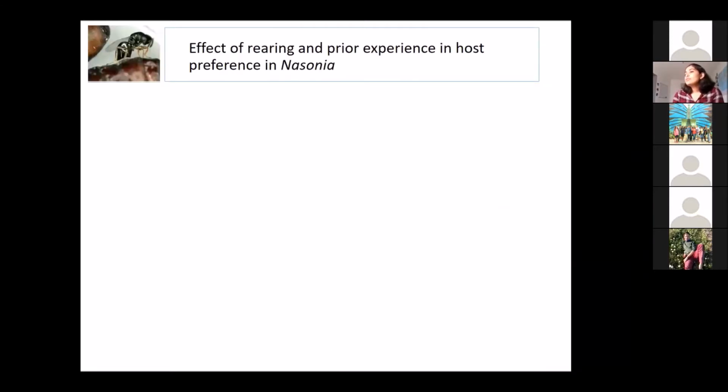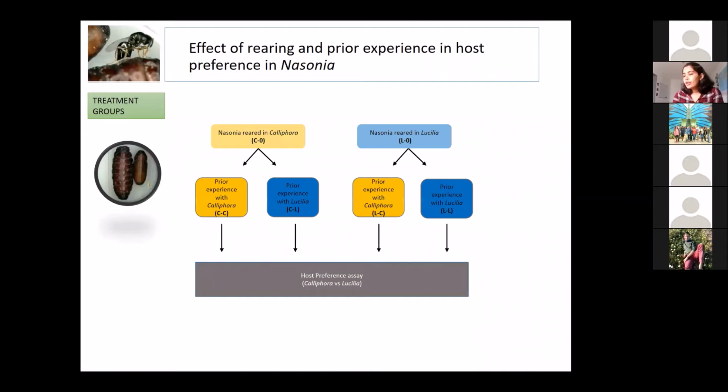As I said before, I wanted to answer the effect of rearing history and prior experience on host preference. I did all these host preference experiments on 2 hosts belonging to the family Calliphoridae. The bigger one is Calliphora, which will be represented as C in the following slides, and the smaller one is Lucilia, which will be represented as L.